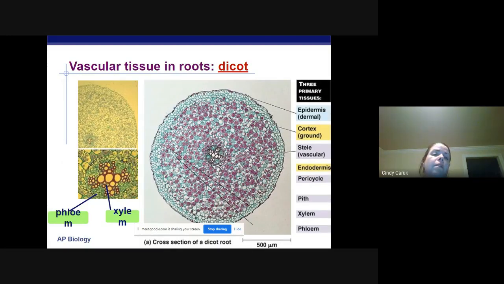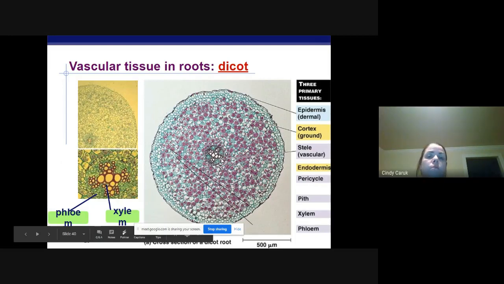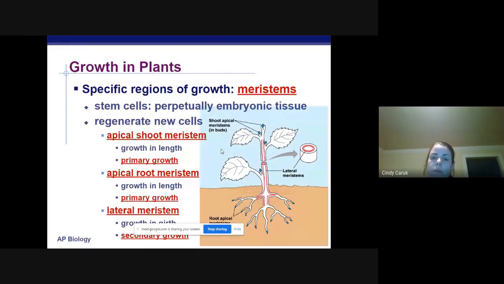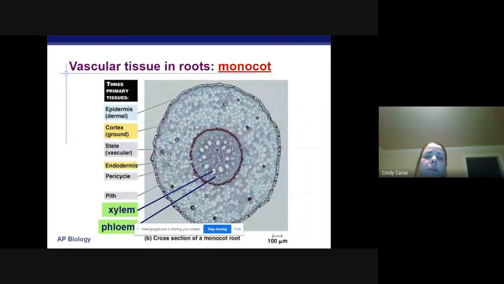If I look in the vascular tissue in the roots, in a dicot, you're looking for this kind of X, right? That's your xylem. The stele, again, not just the stele, is where the vascular tissue is. If I look here at my monocot, you have to be careful, because in the root of a monocot, you see that here's your xylem in a ring, here's your phloem in a ring. But in the stem, if I see it in a ring, it is a dicot. So you have to be careful there.